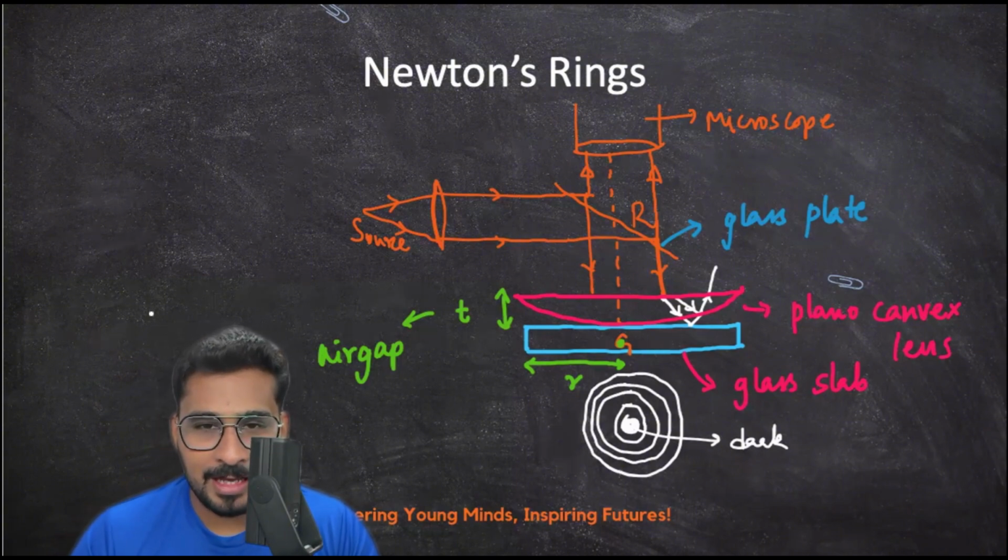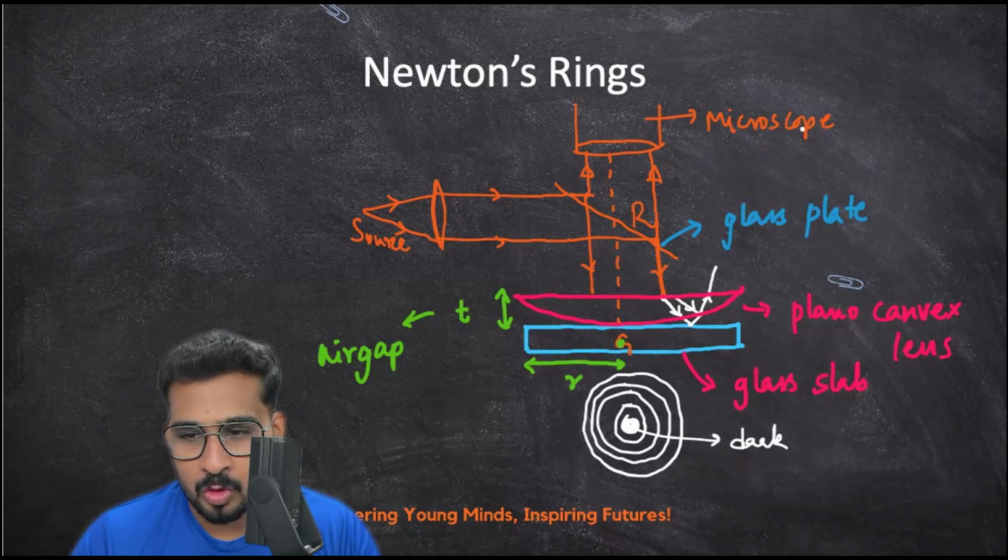Here in this diagram you can see the Newton's ring experiment. It consists of a microscope, a glass plate which is tilted at 45 degrees, and a light source which is made parallel by using a convex lens.